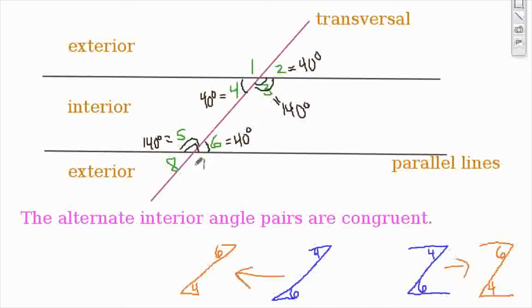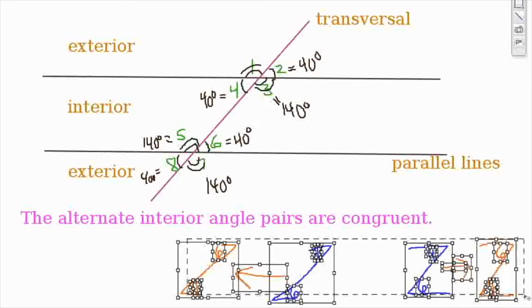Okay, and then likewise at the bottom, we know that angle 7 is 140 degrees and angle 8 has to be 40 degrees. So we've got a lot of things congruent and supplementary. Okay, so what I'm going to do now is give names to the other pairs of angles that I haven't named yet.